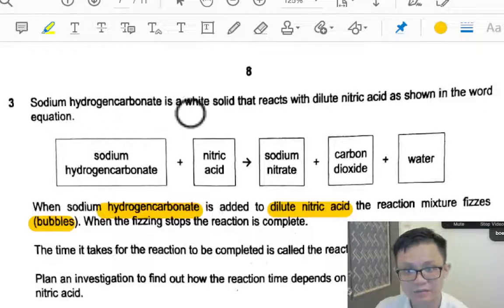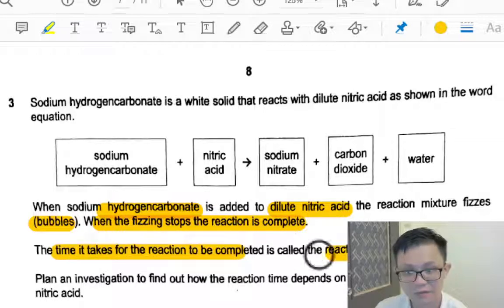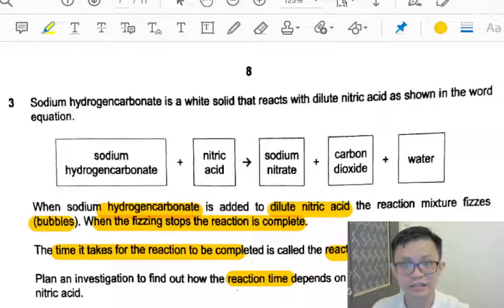experiment. Sodium hydroxide is a white solid that reacts with nitric acid in the equation. When the fizzing stops, the reaction is complete. The time taken for the reaction to be complete is called reaction time. Plan an investigation to find out how the reaction time depends on concentration. So this is the keyword.